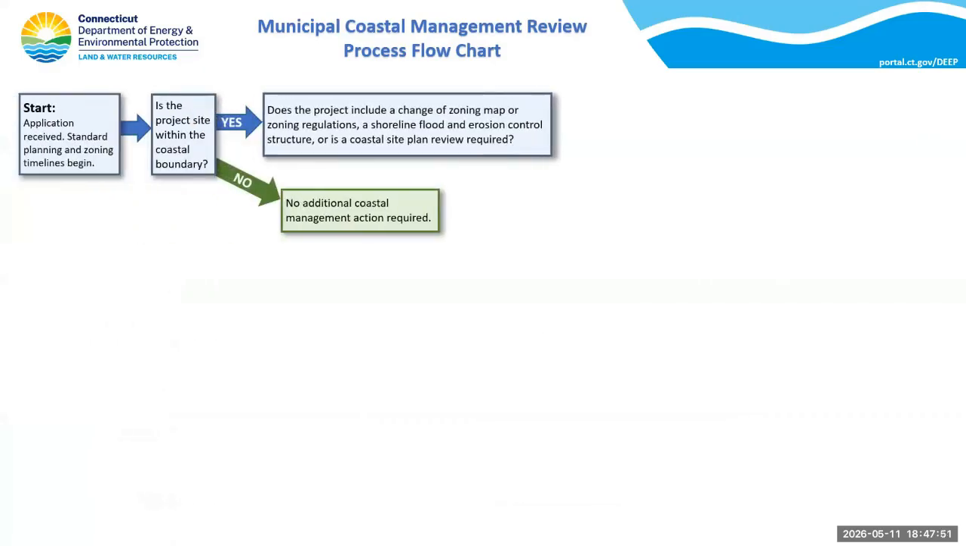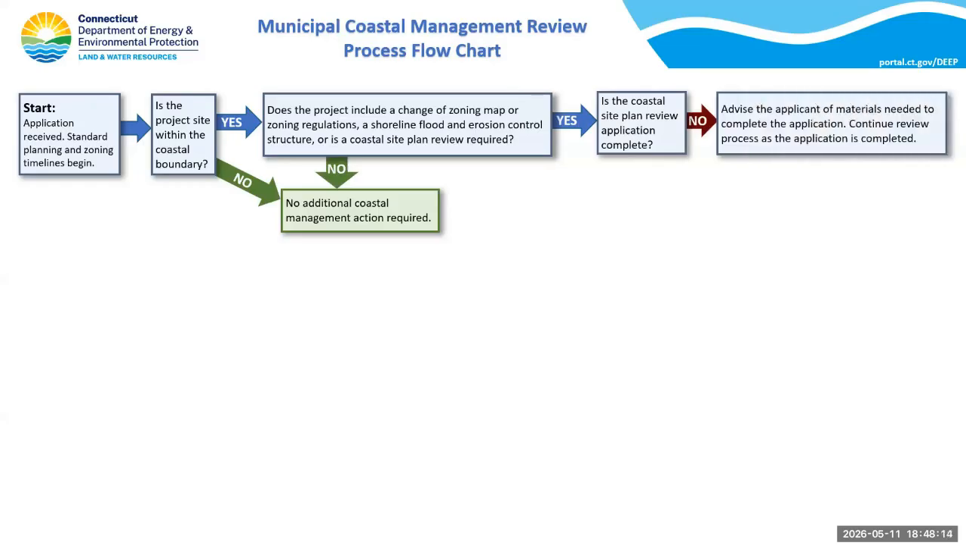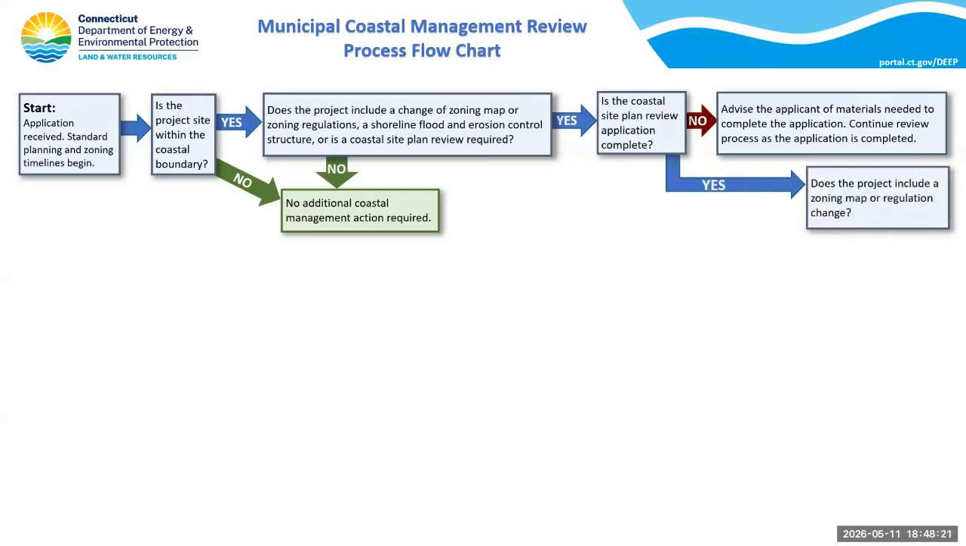So moving along the flow chart here, if none of those items are included within the application, there's no zoning regulation or map changes, and a coastal site plan review is not required, then no additional management action is required. If any of those are true, you move on to, is the application complete? If it's not complete, you can advise the applicant of the materials needed to complete the application and continue when they come back with those materials.